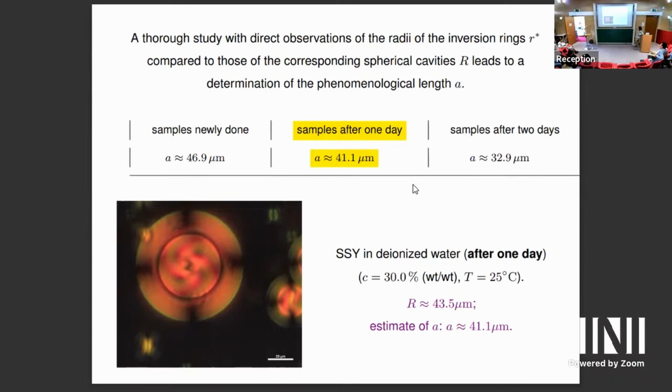And we consider the spherical cavity represented in this figure, which has a radius of 43.5 micrometers. This droplet was luckily recorded at the moment when it is oriented in a convenient way for the analysis of the structure as a whole. Indeed, it is viewed along the symmetry axis, and so the core is evident. And since it belongs to a sample observed after 1 day, we consider it as 41.1.